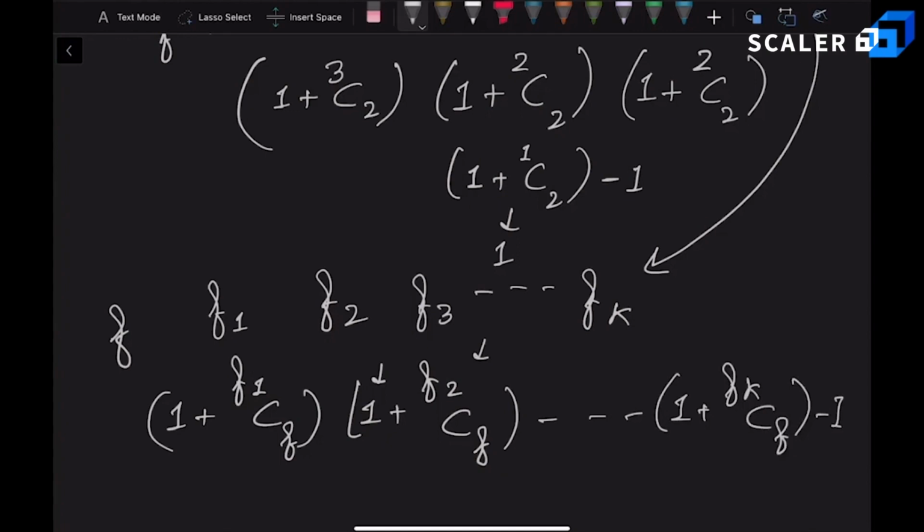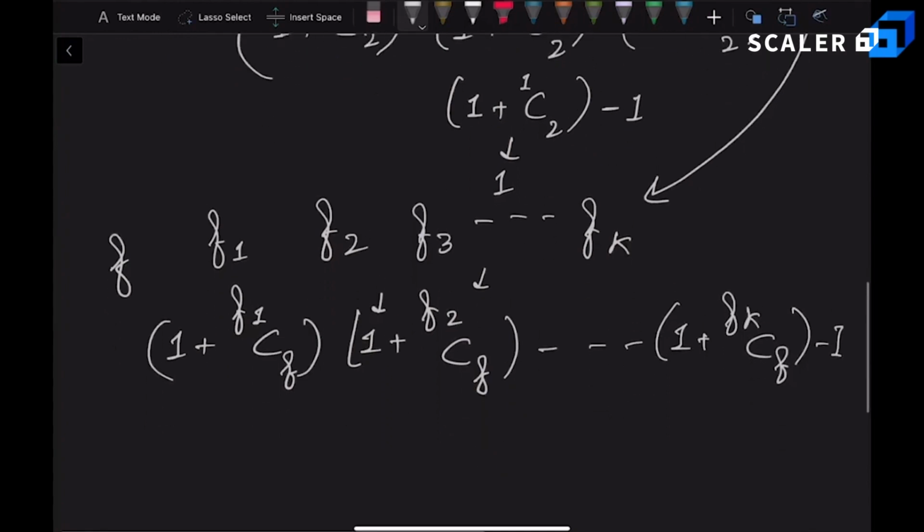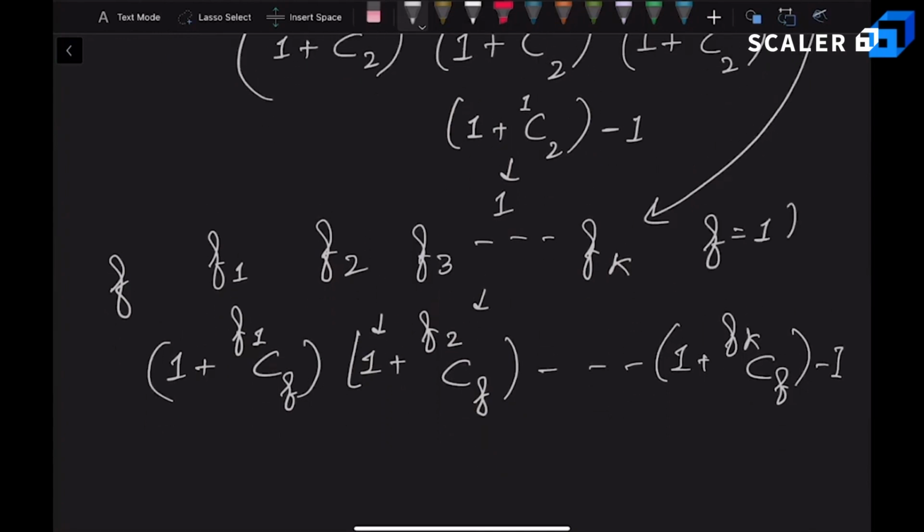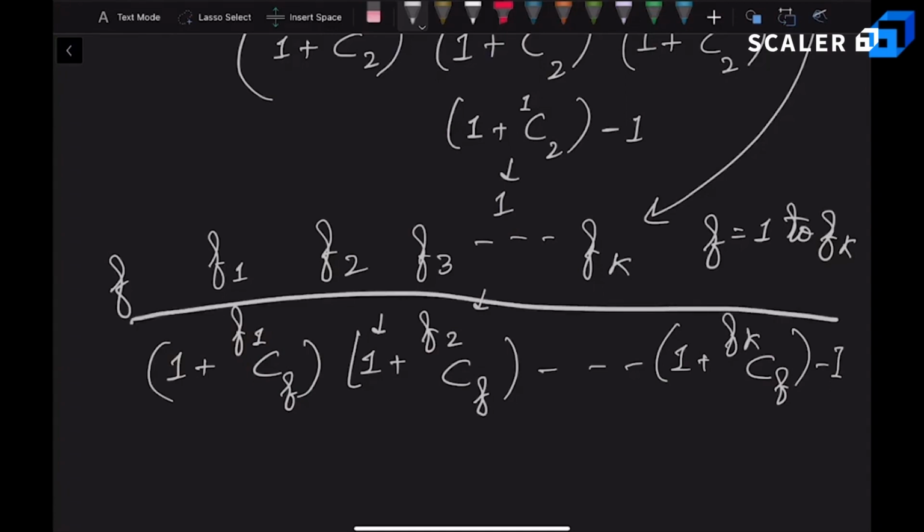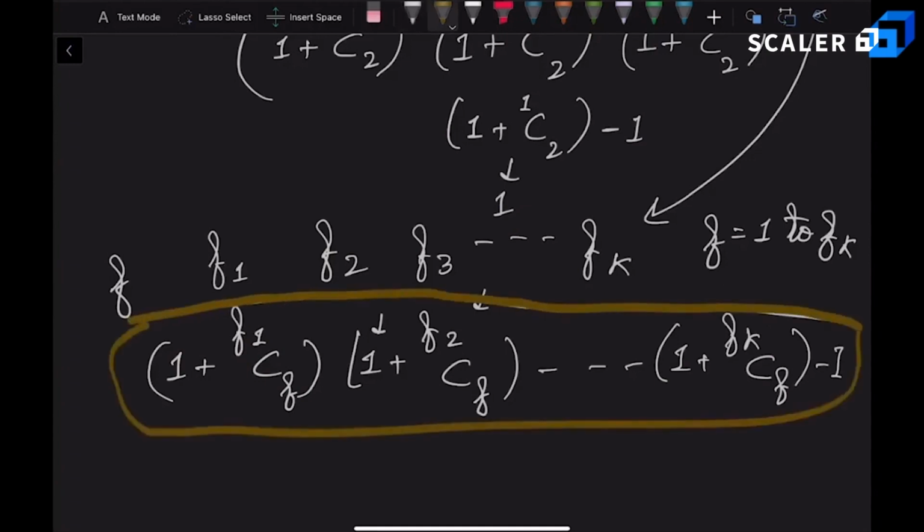So this gives the total number of subsequences for any f, and we will do that for all f from 1 to fk, because after that we cannot have f as fk plus 1 because the maximum frequency is fk. And we will simply add this value for all f, and this will give us the total number of subsequences.